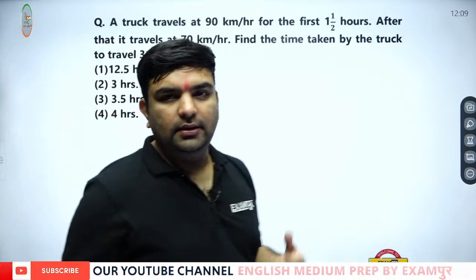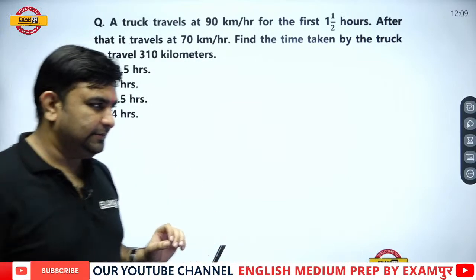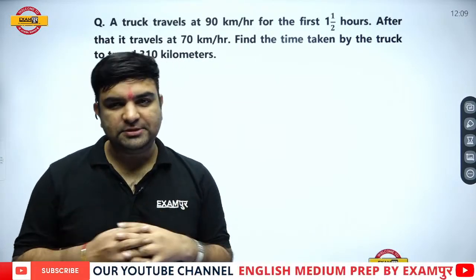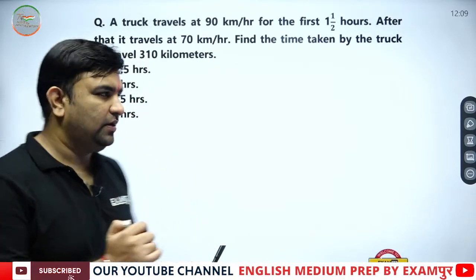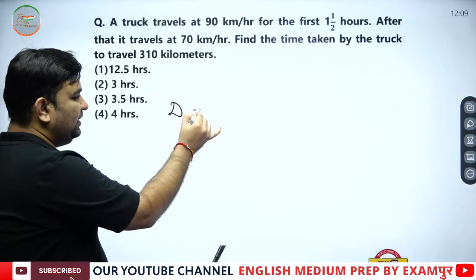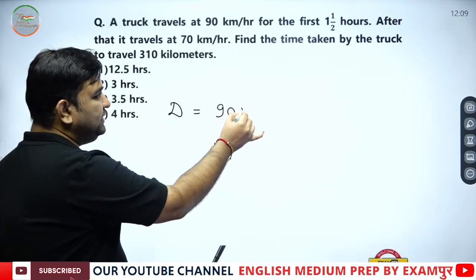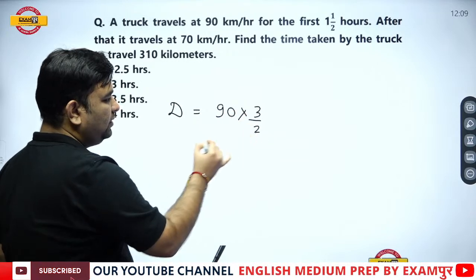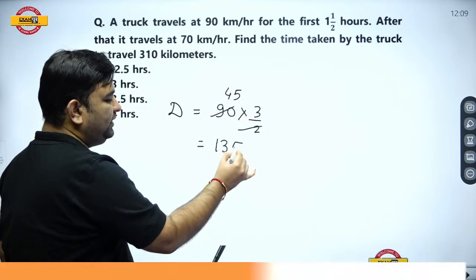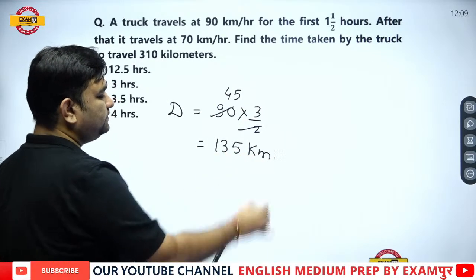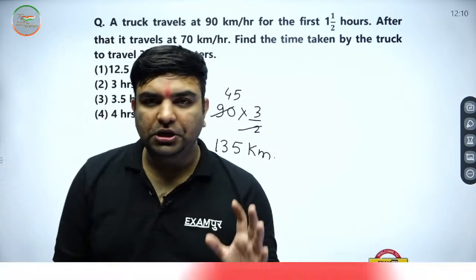So the funda is that for the initial 1.5 hour, speed is different, and for the later time, speed is different. So how much is the distance traveled in the initial 1.5 hour? With the speed of 90, in 3 by 2 hour, 135 kilometer distance already traveled in the initial 1.5 hour.